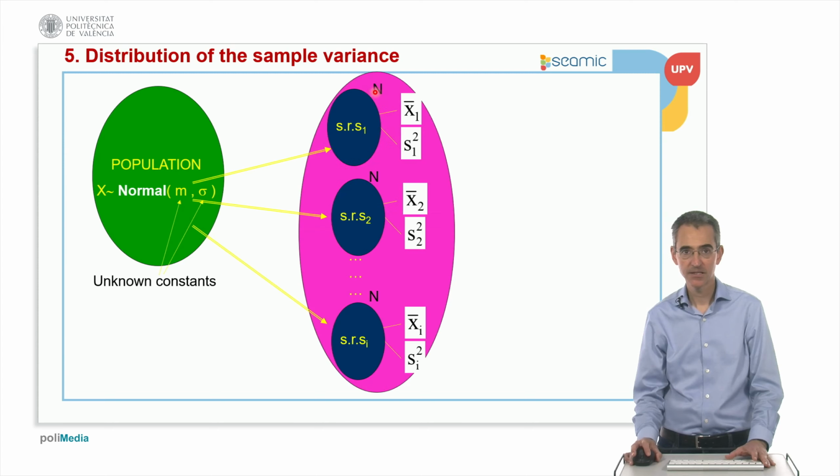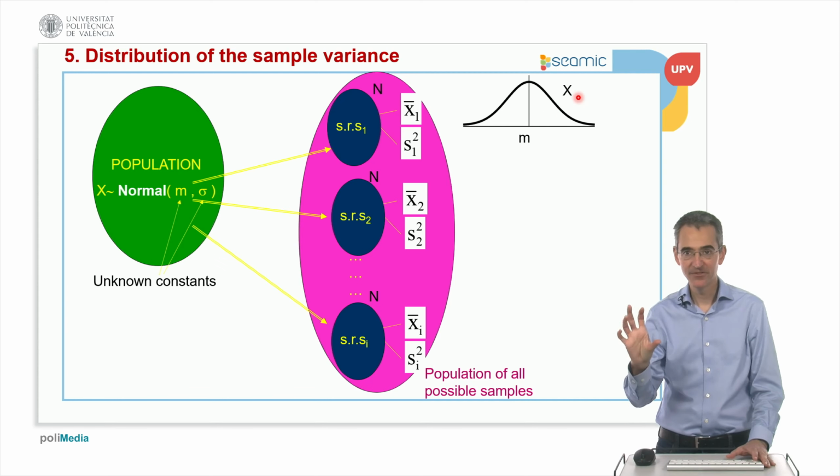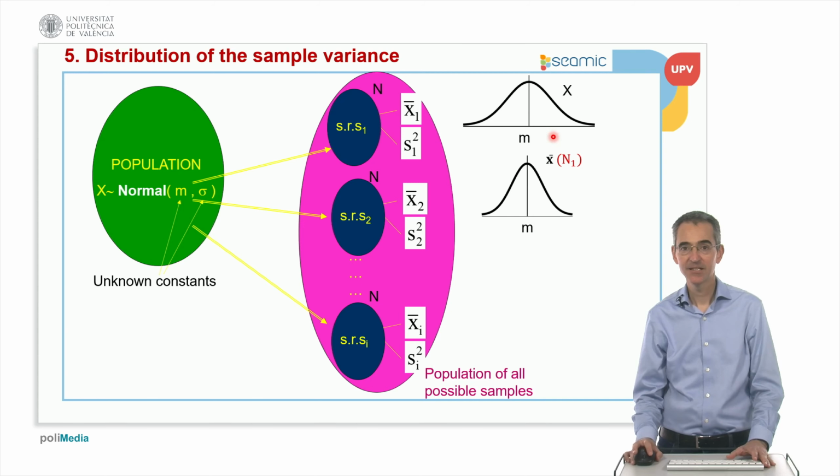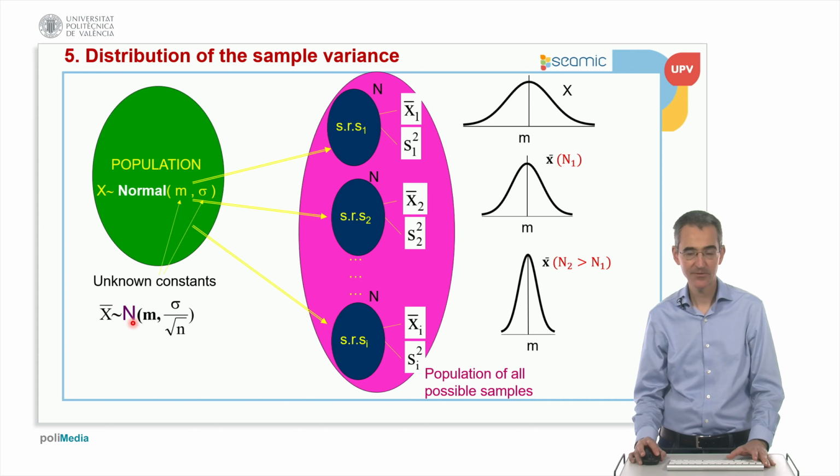If I study the distribution, in this case, as the variable that I'm measuring is normal, the sample average will be normal for any sample size. And if I increase the sample size, the variability will be smaller. So the sample mean will follow a normal distribution for any value of n, and as I explained in the previous video, the average will be m, and the standard deviation will be sigma divided by the square root of n. And then we have this formula, the chi-square distribution, as I explained in the previous slide.